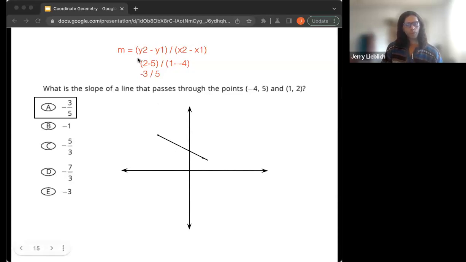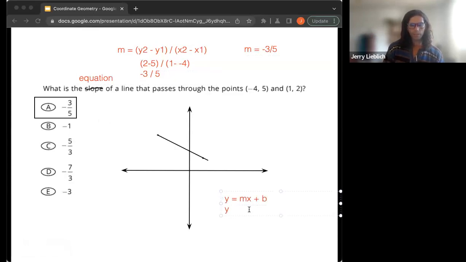Now, what if they asked us for the equation instead of just the slope? If they wanted the equation, well, what we would need to do is first find the slope. So if we have that, m equals -3/5, great. We then would need to say, all right, if y equals mx plus b, and I know my m is -3/5.